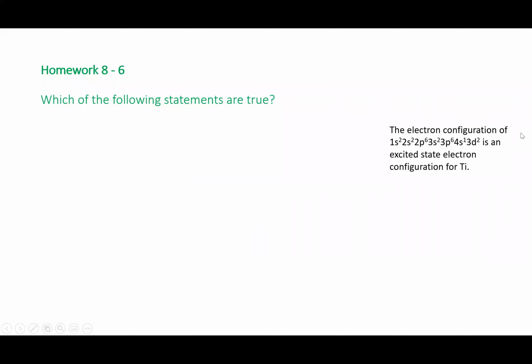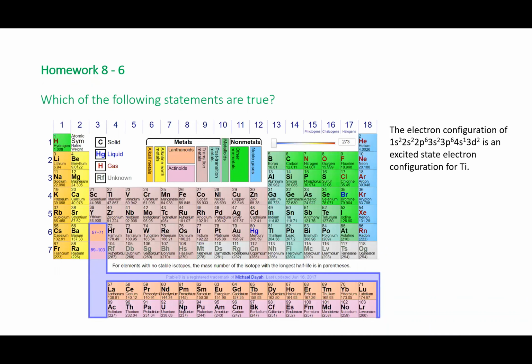Here we're determining which of the following statements are true, and you're given the statement that this electron configuration is supposed to be the excited state electron configuration for titanium. So taking a look at the periodic table, we can locate where titanium is, which is here where my mouse is hovering. And you can see that it has all filled orbitals until 4s1. So 4s starts over here.